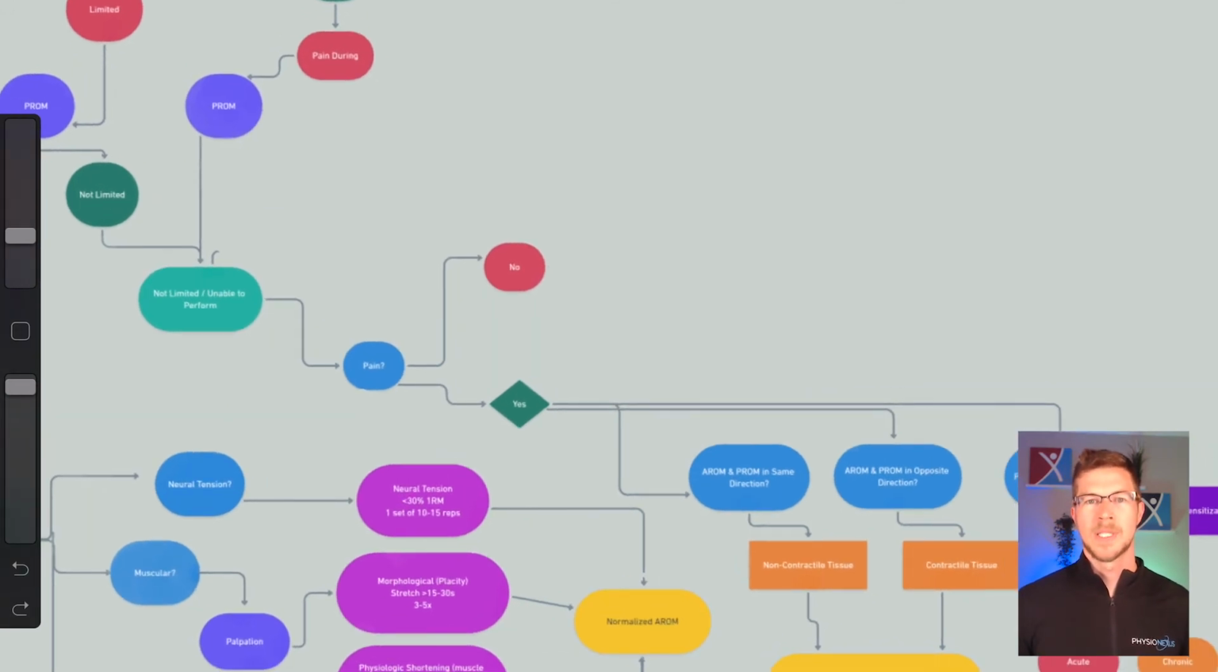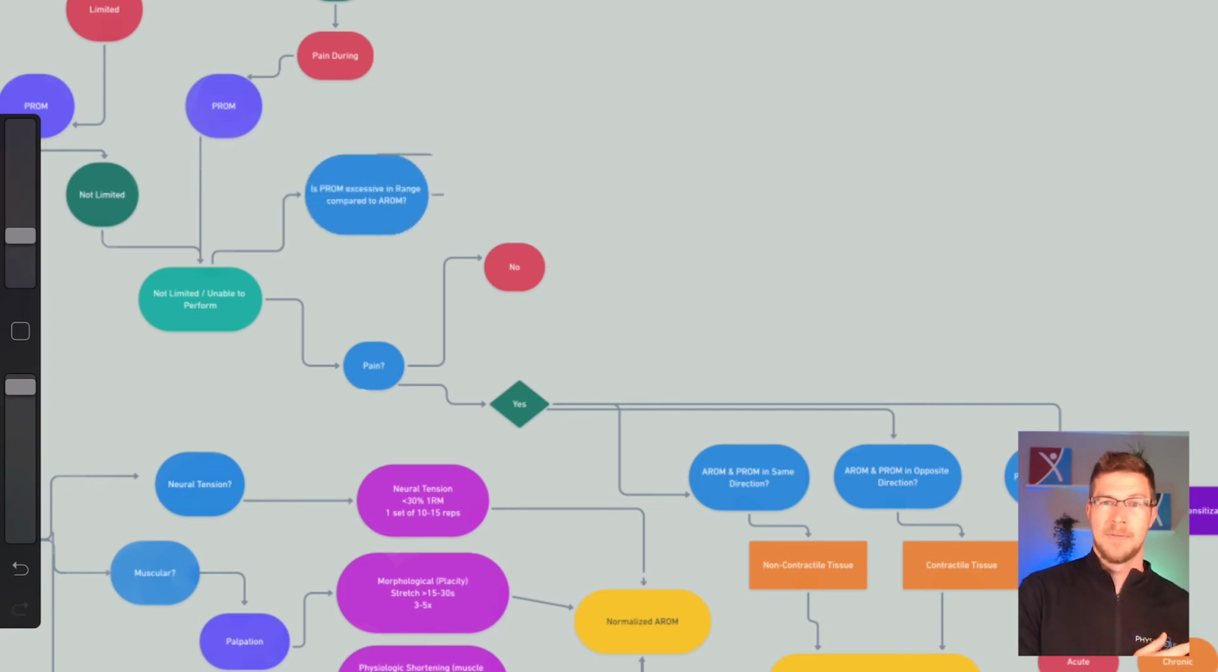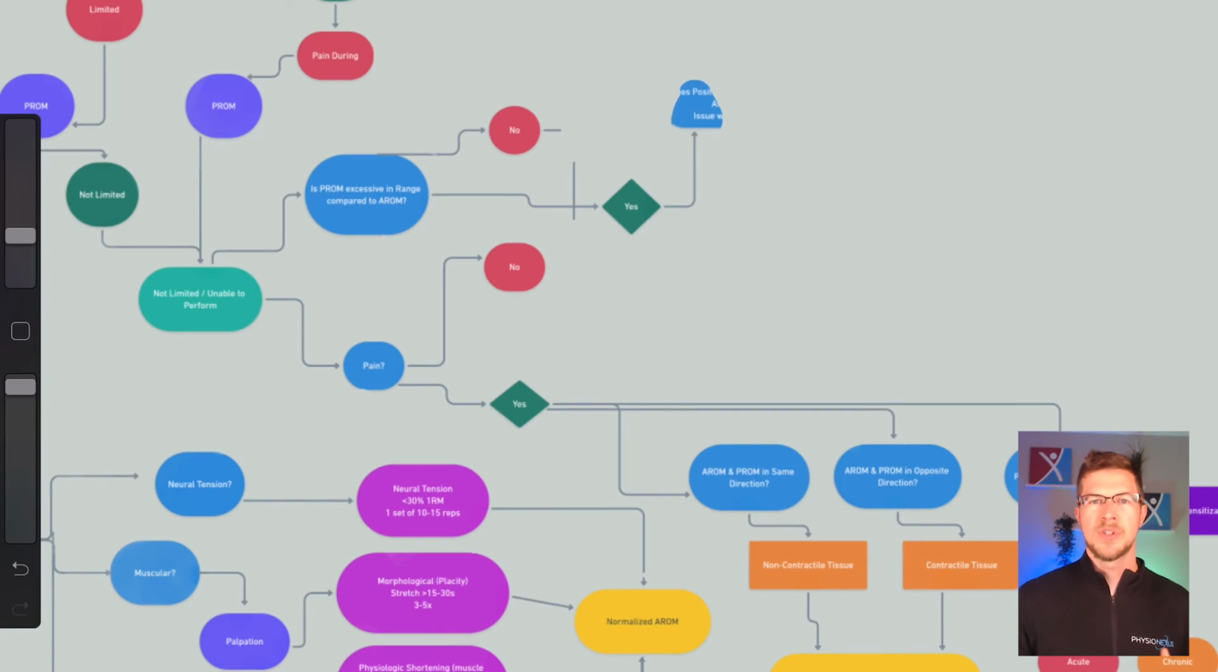We know that neither was limited if we're in this area of the algorithm, but was the passive range of motion excessive? If it was excessive, then we need to determine if active range of motion would change if we change the position of the body or the region to reduce the load. Now, I skipped a couple paths.